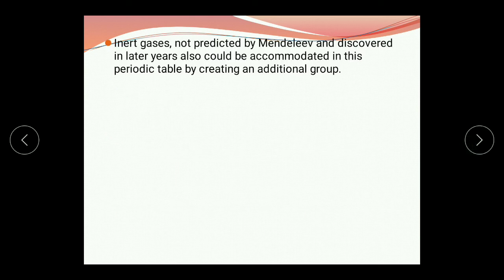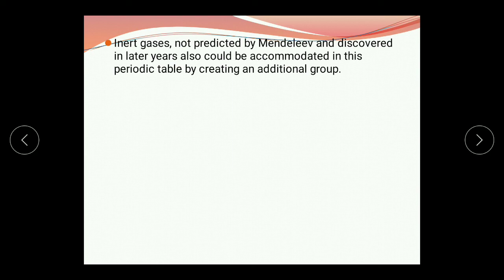Now, at the time of Mendeleev, inert gases were not discovered. And he also had no idea about inert gases because these gases are monoatomic. They don't react with any other element. Hence, their compounds were not known, and hence their discovery was very late. They were not discovered at the time of Mendeleev. Hence, he hasn't predicted anything about inert gases.